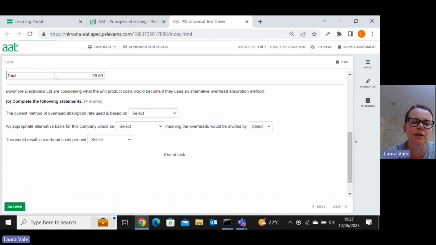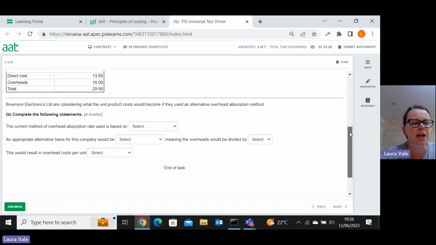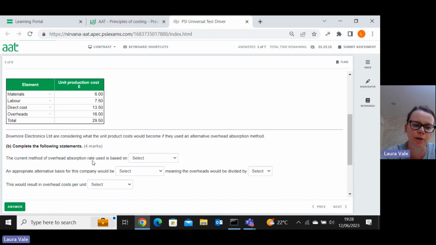Bowmore Electronics are considering what the unit product cost would become if they used an alternative overhead absorption method. So remember, our alternatives would be either labour hour or machine hour. Labour hour is used when it's very labour intensive, and machine hour is used when it's heavily automated. The current method of overhead absorption rate used is based on the number of units. We were told that in the question, and we've just calculated it above. An appropriate alternative basis for this company.